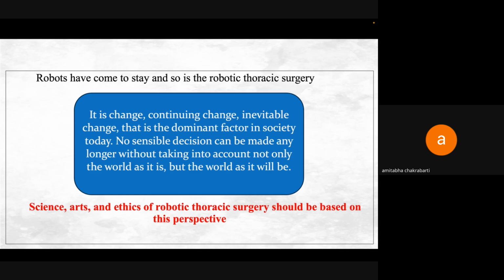So robots have come to stay, and so has robotic thoracic surgery. And I end with a quotation: it is change, continuing change, inevitable change, that is a dominant factor in society, and we have to think not only in terms of the world as it is, but the world as it will be. The science, art, and ethics of robotic thoracic surgery should be based on this perspective. Thank you.